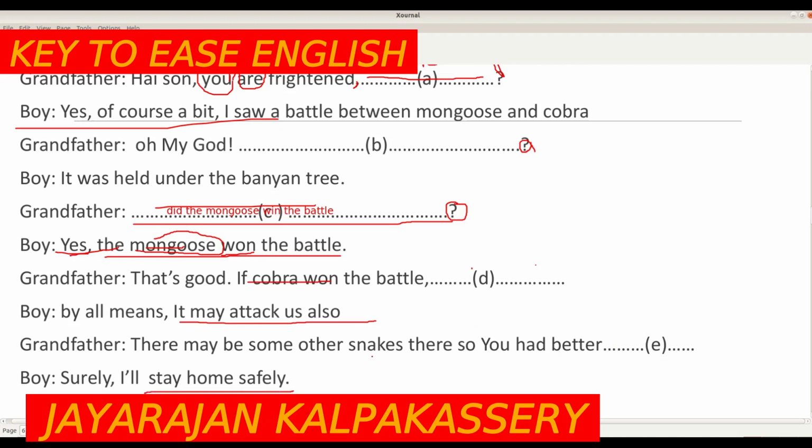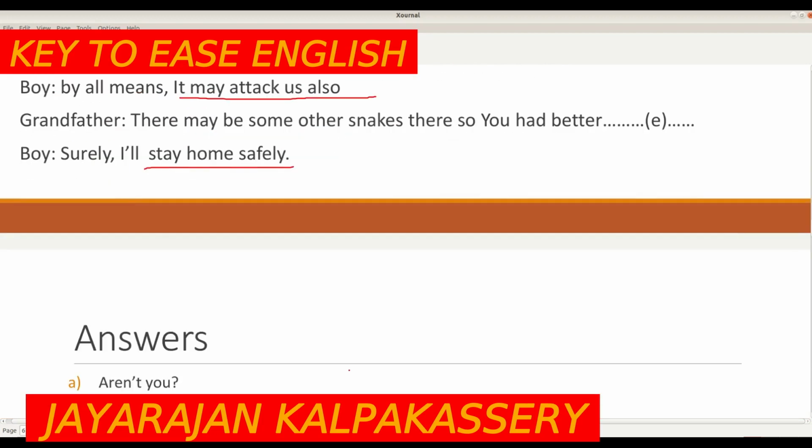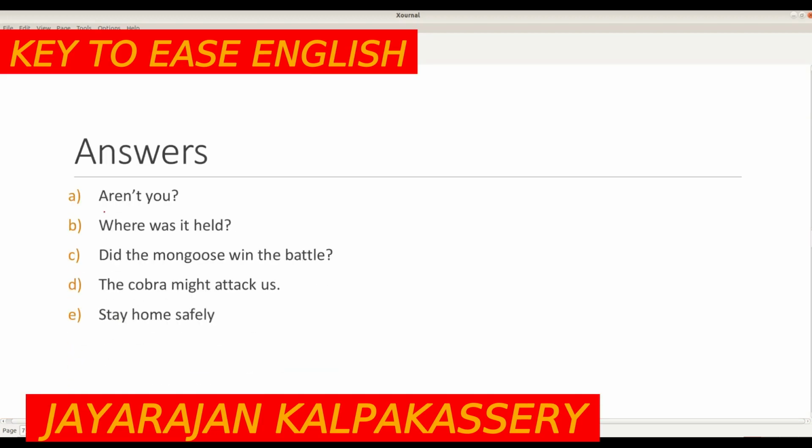So this is the way we have to try to answer the question. So hope you got the idea how to tackle conversation completion. Here it is on to you. Where was it held? Did the mongoose win the battle? The cobra might attack us. Stay home safely.